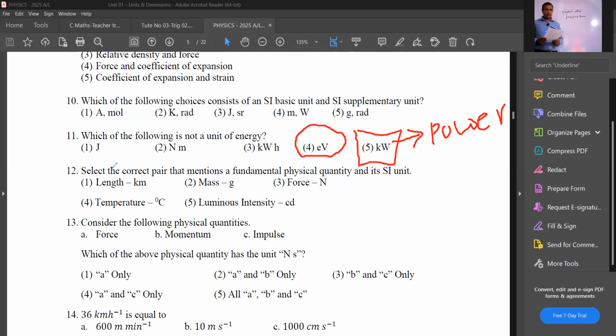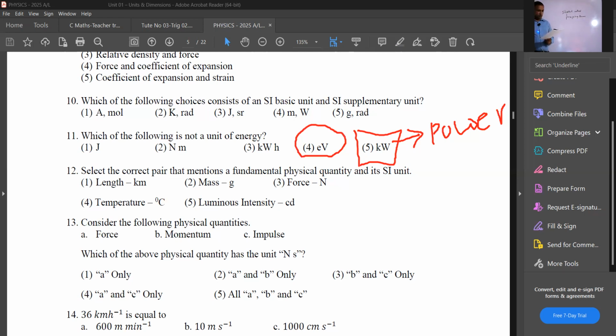Have a look at that note; I put it in the group. The units that can be used to measure physical quantities instead of SI units. So the correct answer is answer number 5.